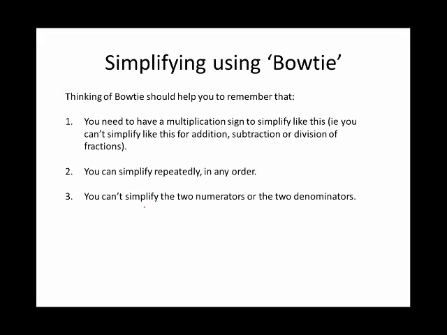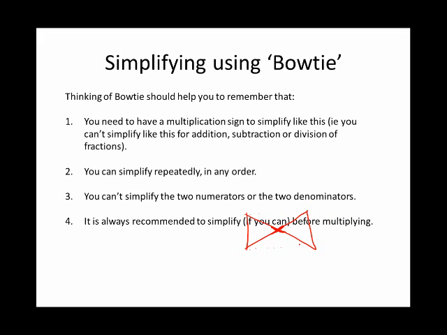Thirdly, you can't simplify the two numerators or the two denominators, and bow tie helps you remember that. So if you remember, think about this. This is what bow tie looks like. There's my multiplication sign in the middle. What it's telling me is there's no line across here between these two numerators, so I can't simplify the numerators. Nor is there a line across here between the two denominators, so I can't simplify there either. And lastly, it is always recommended to simplify if you can before multiplying, and that's because you'll end up with smaller numbers to multiply, it's quicker, and you're less likely to make mistakes.